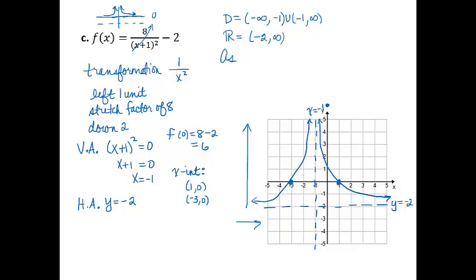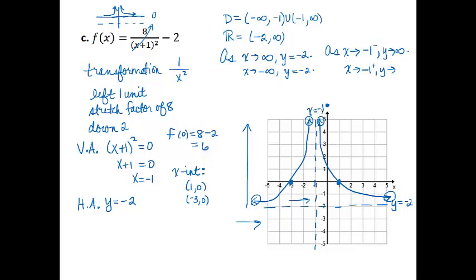Now, the end behavior as x goes to infinity, and as x goes to negative infinity, what is the y value doing? As we're approaching the ends of the graph in the right and left direction, our y value is approaching or leveling off at negative 2. And as x approaches the vertical asymptote, let's say negative 1 from the left, this piece is going up to infinity. And as x approaches negative 1 from the right, y is also going to infinity.